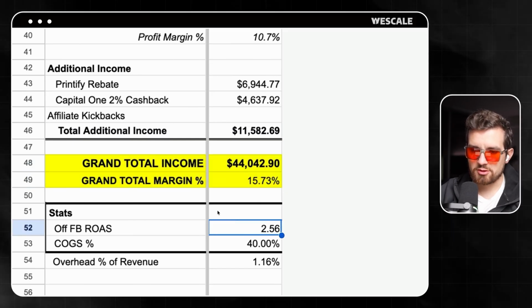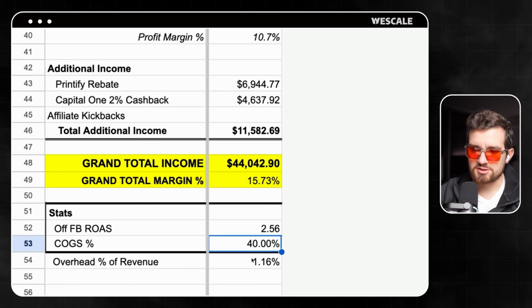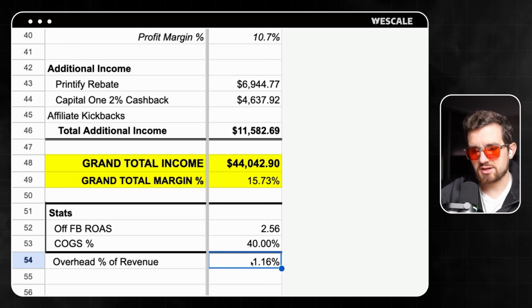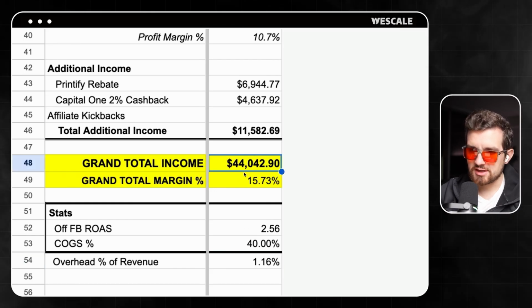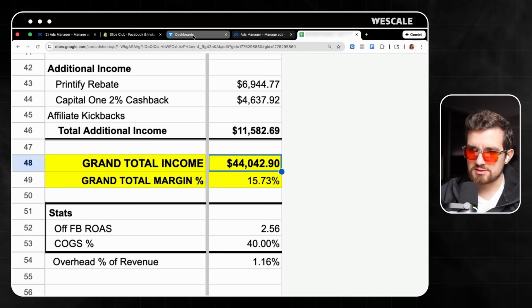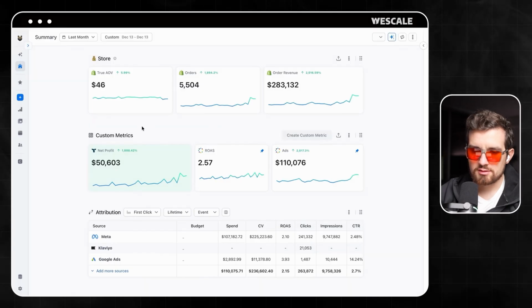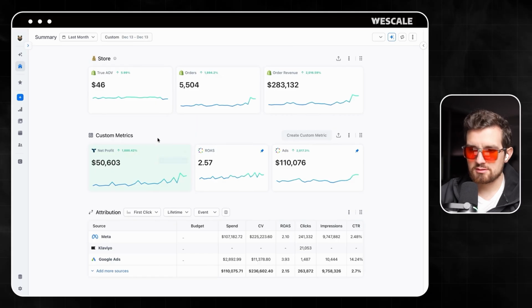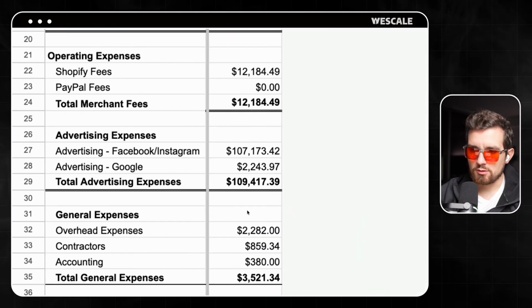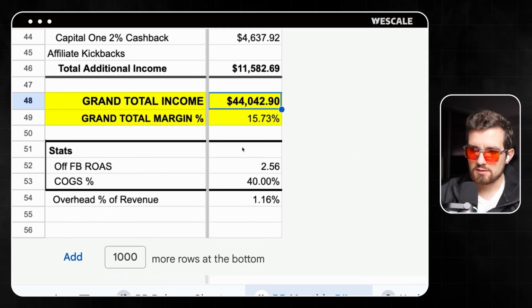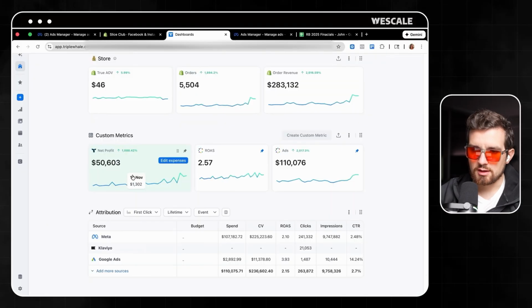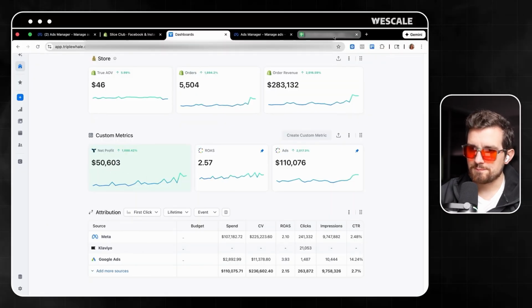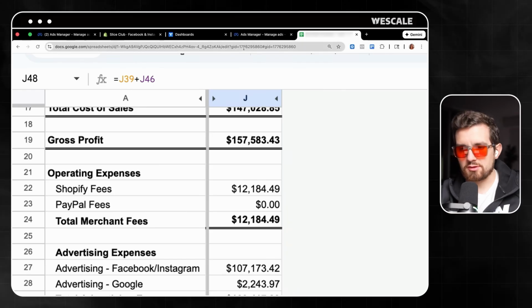Then down here we have our core stats. So our off-Facebook ROAS and our cost of goods sold and overhead as a percentage of revenue. That's interesting actually, Triple Whale is not as far off as I'd thought. Yeah, 50,000. So it's off by about 10, 12% because 44 was the actual. And yeah, that's good to know. I thought that it was off by like 20 to 30%.